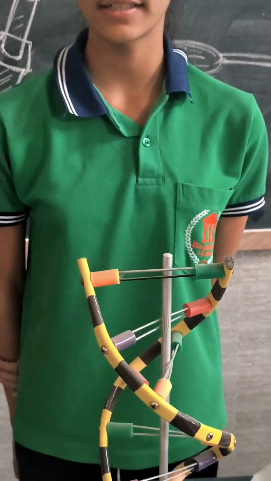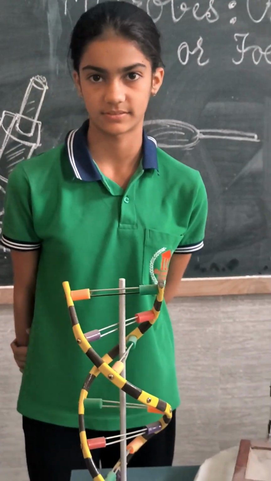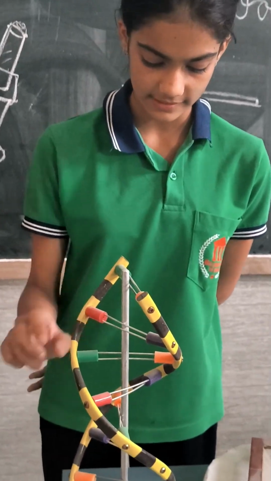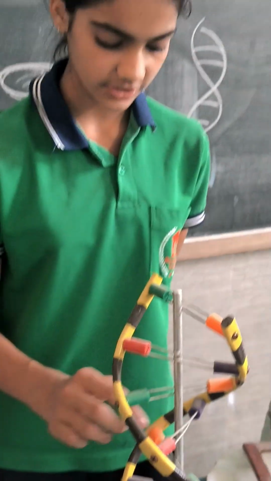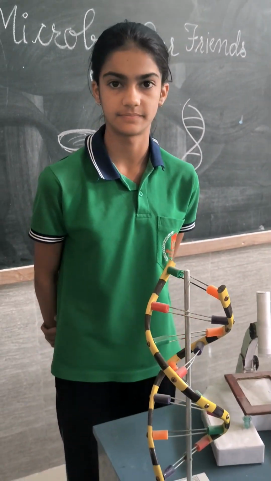This is a DNA model of our body. This contains important information. These 2 lines are called double strands. The green color is adenine, the orange color is thymine and the blue color is guanine.